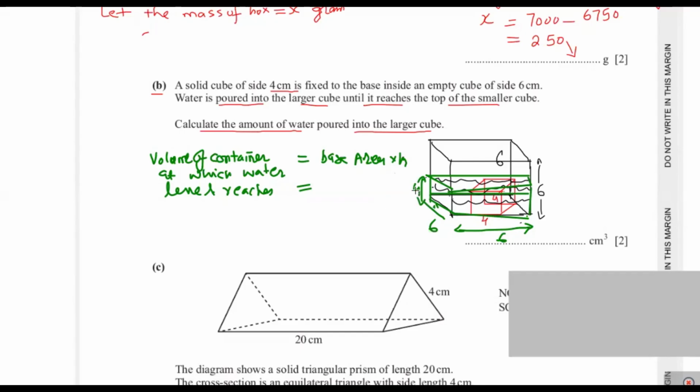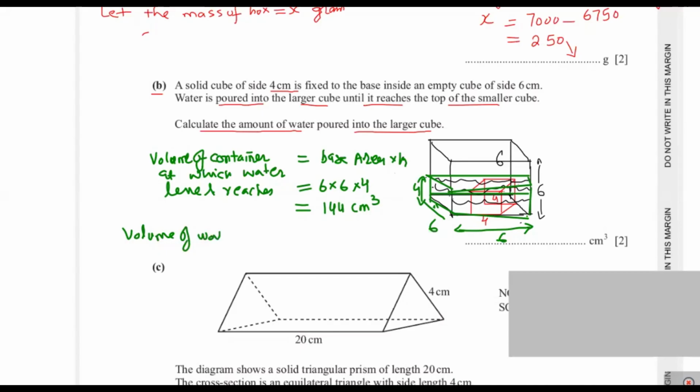Therefore, this height will be 4. We will write base area 6 into 6 and this height is 4. Therefore, this will be equal to 144 centimeter cube. And we can calculate volume of water.